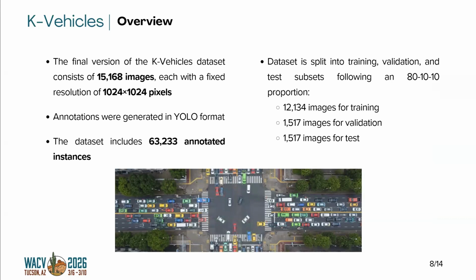Now, the final Cave Vehicles dataset contains 15,168 images at a fixed resolution of 124 by 124 pixels. The annotations are provided in YOLO format, with over 63,000 labeled vehicle instances. The dataset is also split into training, validation, and test subsets following an 80-10-10 ratio, enabling consistent and standardized evaluation.